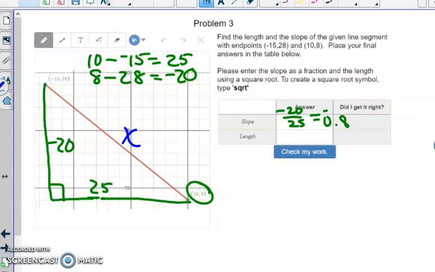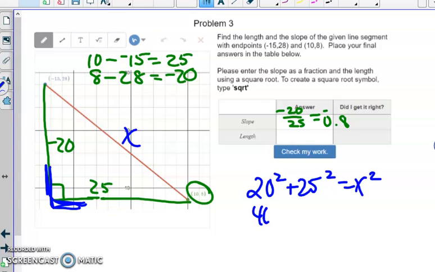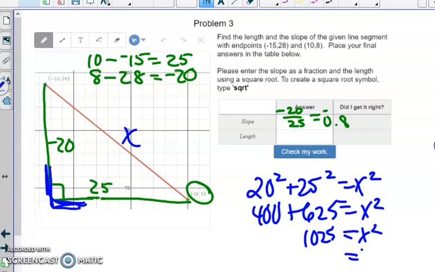To find the length, we're going to use the Pythagorean theorem. Again, the right triangle is here, so we're going to be using 20 and 25. The length of a triangle can't be negative. So 20 squared plus 25 squared is equal to hypotenuse squared. It's 400 plus 625 equals x squared. X squared is 1,025. That's the area of that square, and the length of that square is the square root of 1,025, so SQRT 1,025.